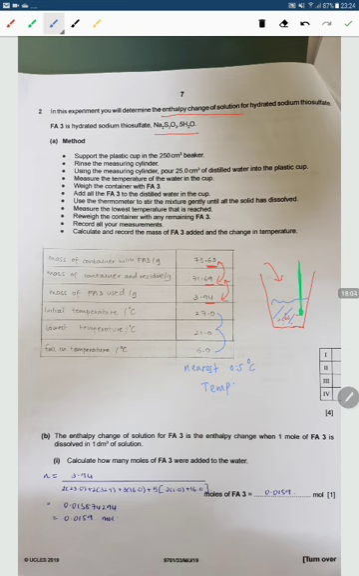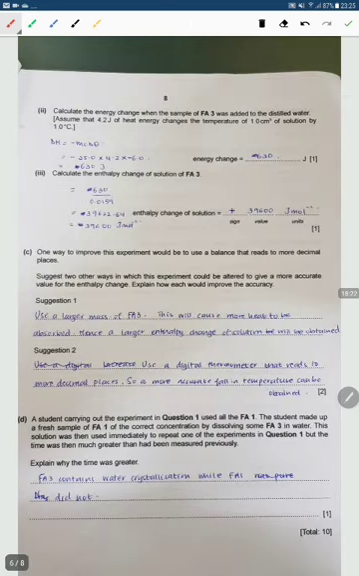Calculate how many moles of Fe3. Question number B1: calculate how many moles of Fe3 were added to the beaker. So that was a mass. Number of moles is obtained as the mass divided by the Mr. That was done properly there, 3.94 for the mass divided by the Mr. Next one, calculate the heat energy. So that is a very important part.